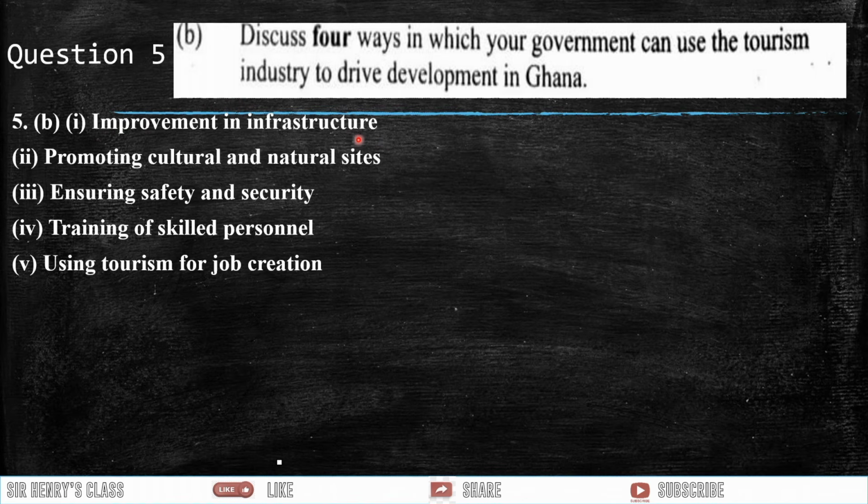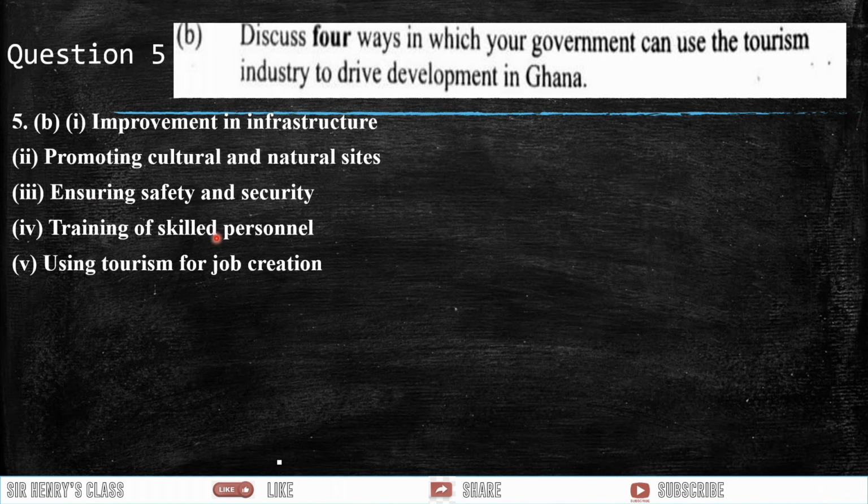So one, improvement of infrastructure. Through tourism, we can get funds which we can use to construct roads and also improve the infrastructural development of the country. Through tourism, we can also promote our culture and our natural sites. It also ensures safety and security. Through tourism, we can strengthen our security systems and ensure that our tourist sites have adequate security and safety.